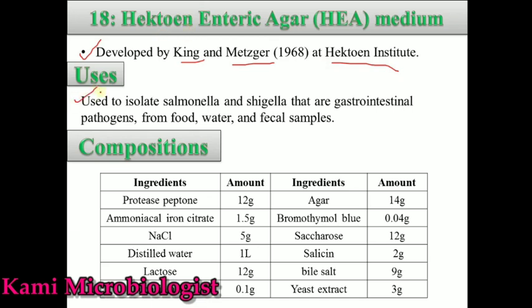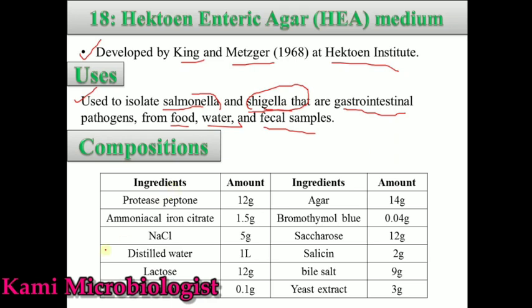Then let's talk about the uses of this media. We specially use this media for the isolation of Salmonella and Shigella, which are mostly gastrointestinal pathogens, and we can also isolate this type of bacteria from food, water, as well as from fecal samples. So we can say this media is selective for these two, but it doesn't mean you will only isolate Salmonella and Shigella. You can also use this media for other gram-negative rods as well.